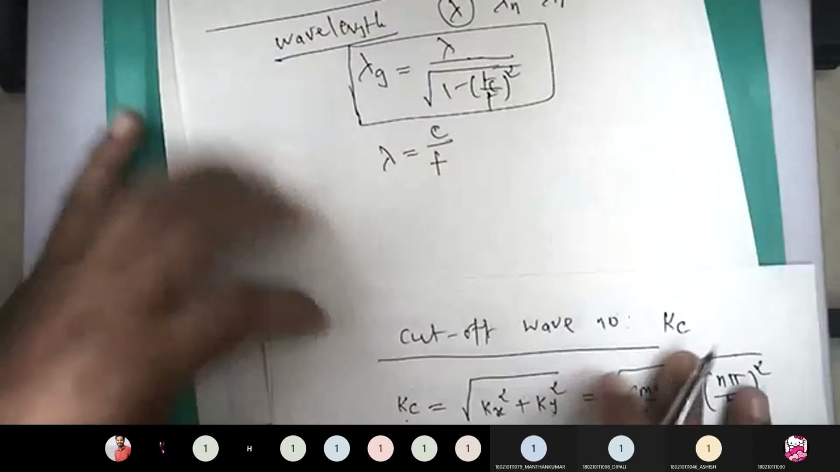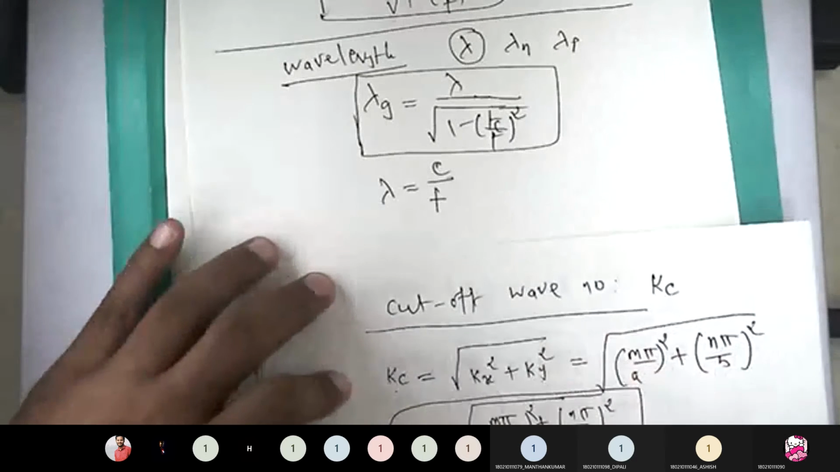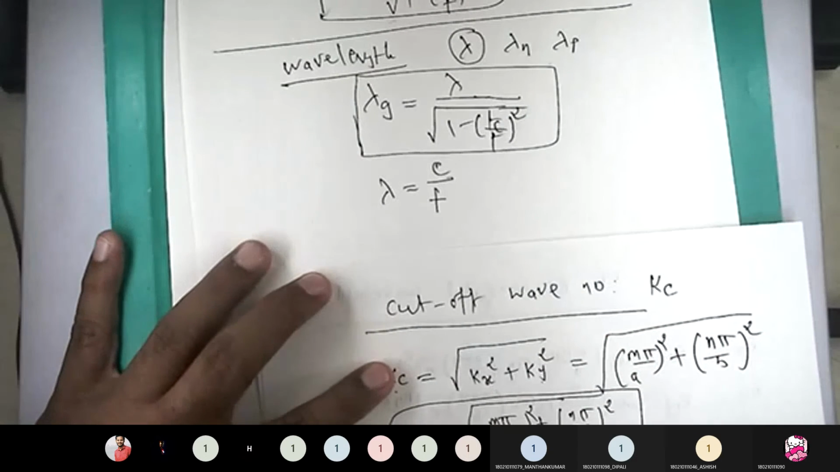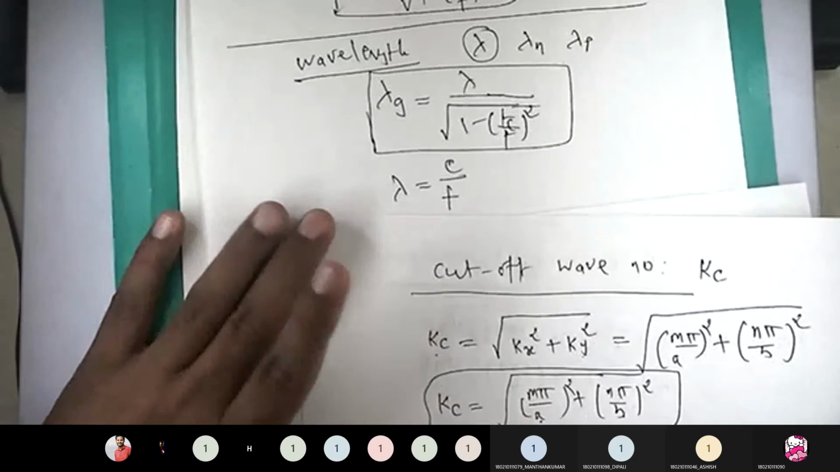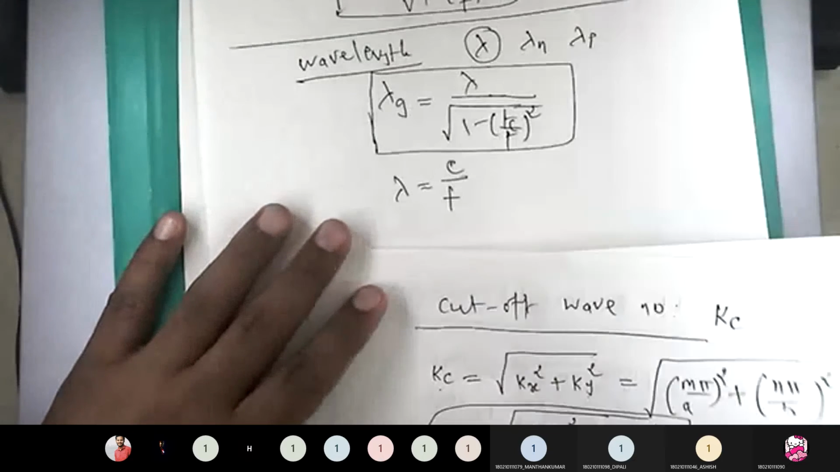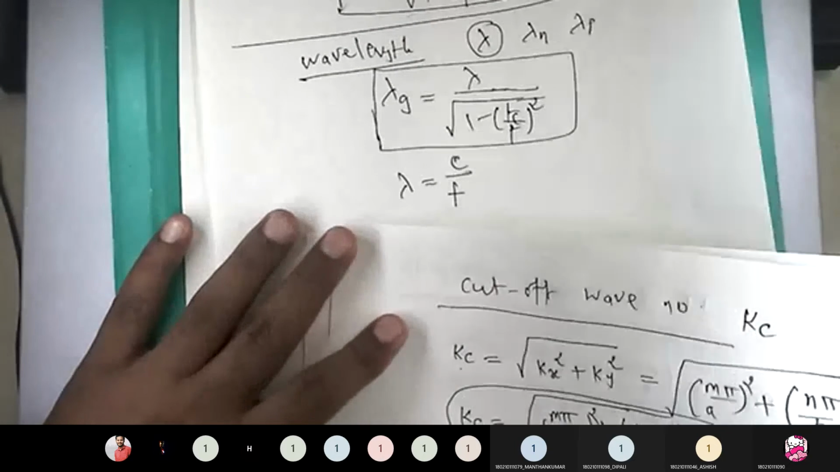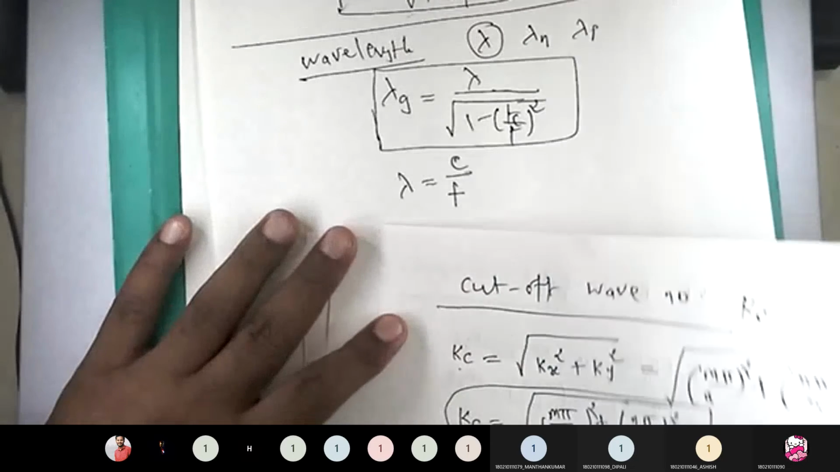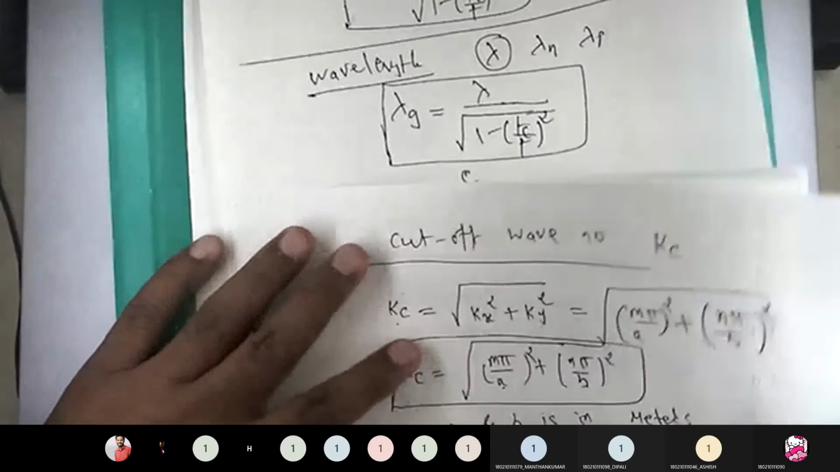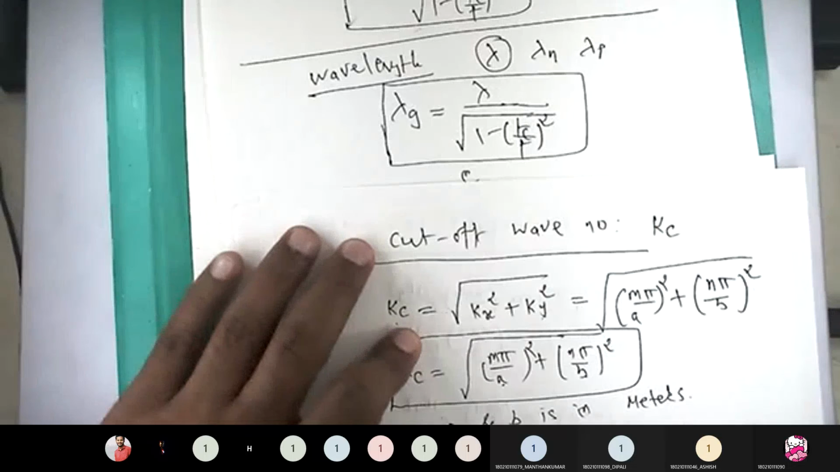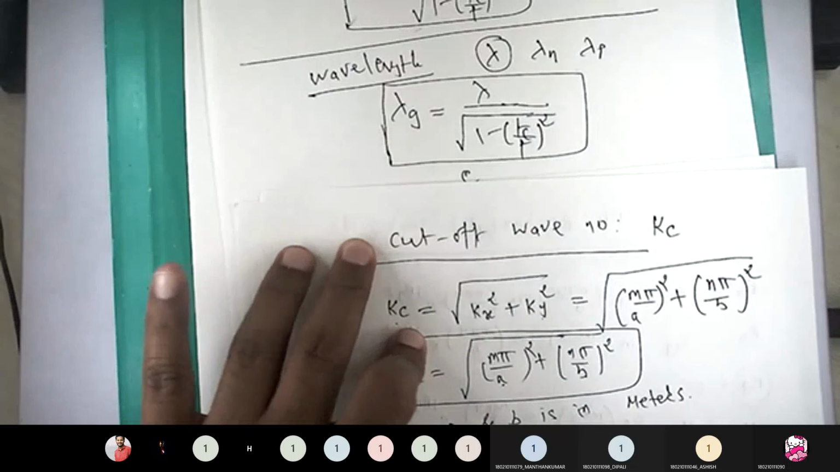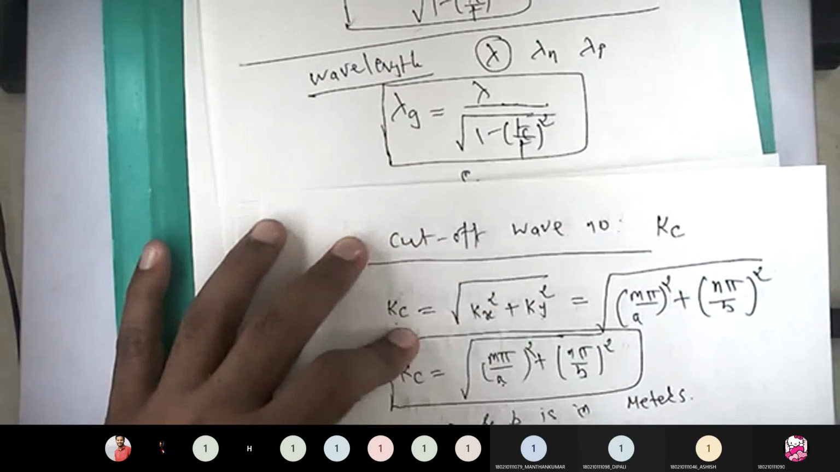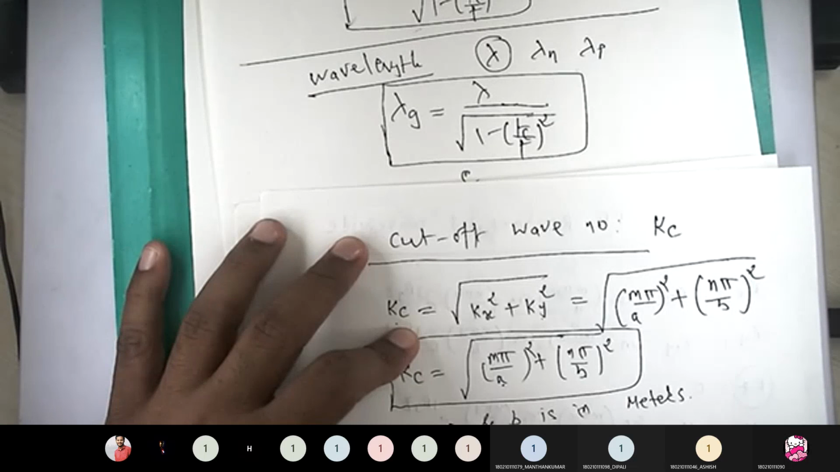Okay, fine. So with this, we'll stop here. And now we'll try to solve one problem based on this theory, so that you will get more idea about the rectangular waveguide for the TE mode. So I hope that now you do not have any questions. So let me stop the recording first of all.